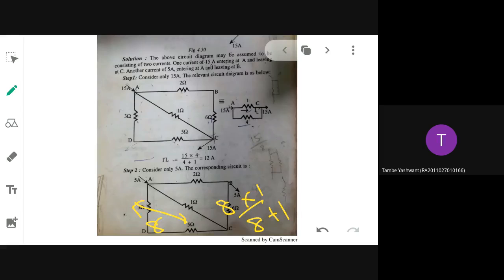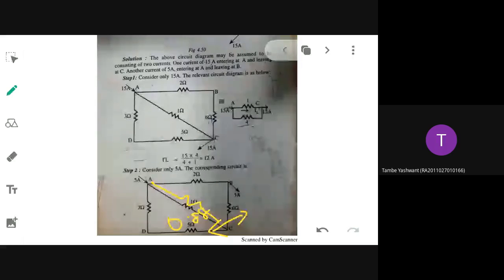0.88. Okay. Then here, if you are reducing, it is 0.88. How are they connected, that 6 ohm and 0.88? Parallel. I have reduced all these things, then I have found out the equivalent.